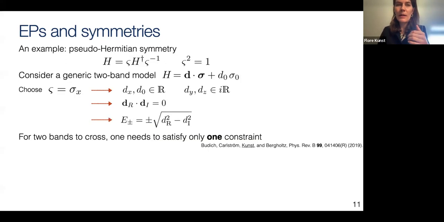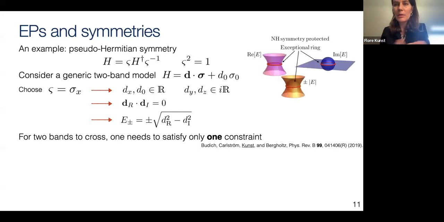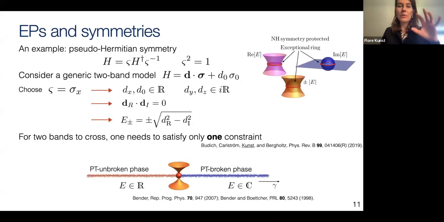In other words, for two bands to cross, I now only need to satisfy one constraint, which means that I can find exceptional points in 1D, but also exceptional rings in 2D, as shown in this example here. And this is also why, now I'm coming to this parity time symmetry, you always find exceptional points if you have PT symmetry. So it was realized in this paper, this should be 1997 actually, sorry.